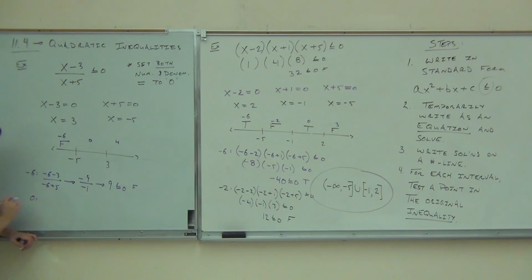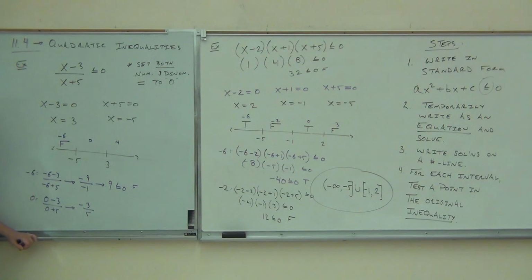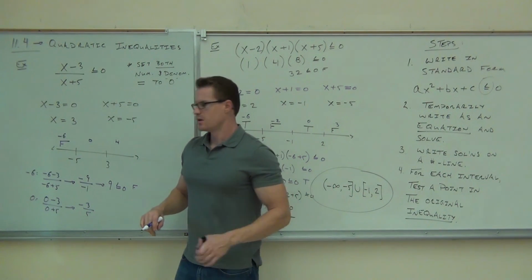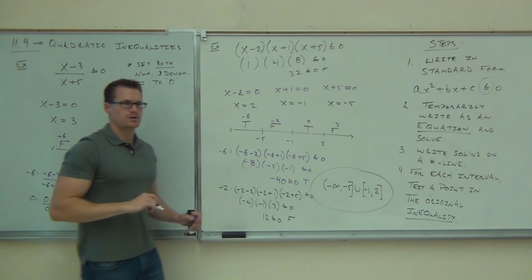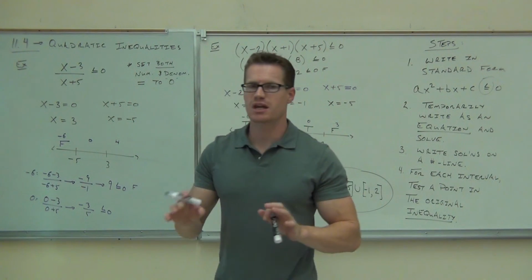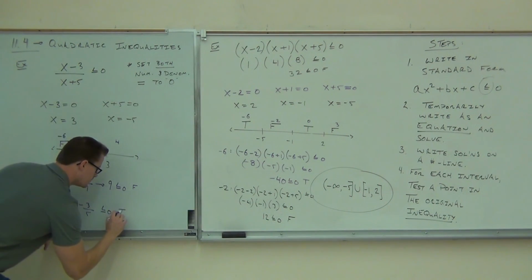How about 0? So 0 minus 3 over 0 plus 5. Notice here we're going to get negative 3 over 5. Is that a positive or a negative? Negative. So negative 3/5, is that less than or equal to 0? Yes. Sure, it's a fraction, but you really don't care what the value of the fraction is. You just care if it's positive or negative because you're comparing it to 0. So in this case, yeah, that's true.